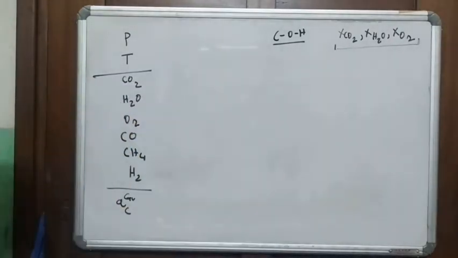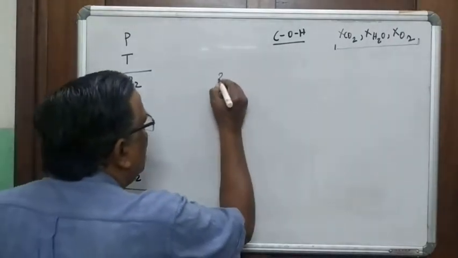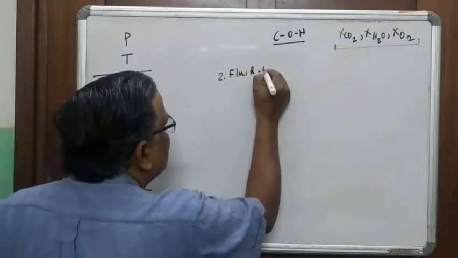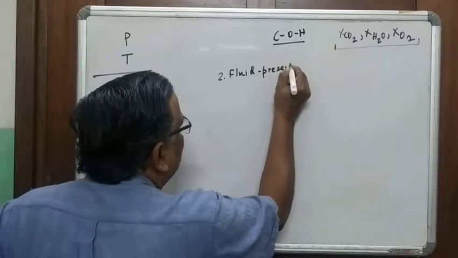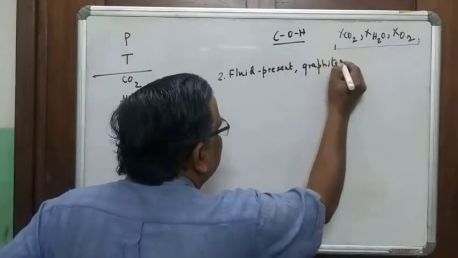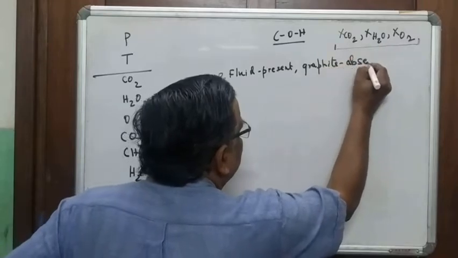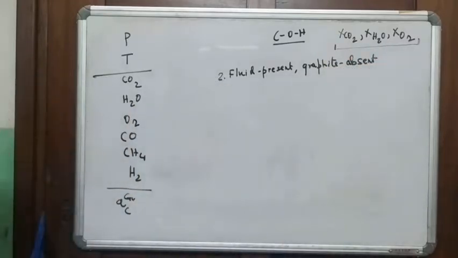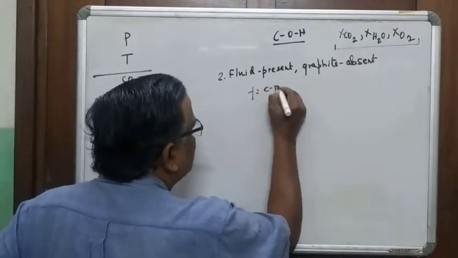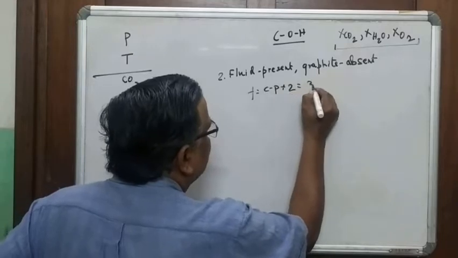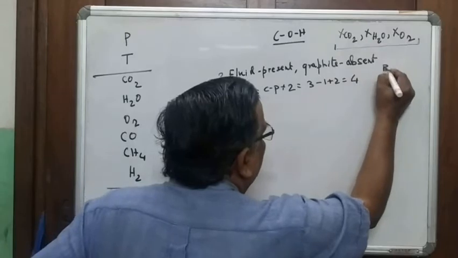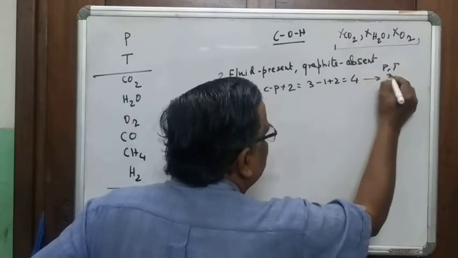Now let us look at case number 2, where you have fluid present and graphite absent situation. In this case, if you can see, your F value is C minus P plus 2, and that is 3 minus 1 plus 2, that's 4. At known pressure and temperature, this translates to 2.